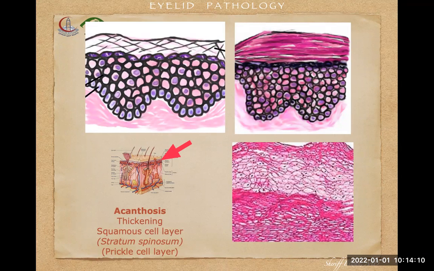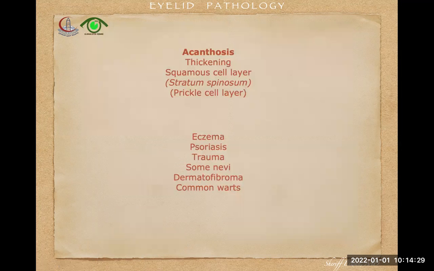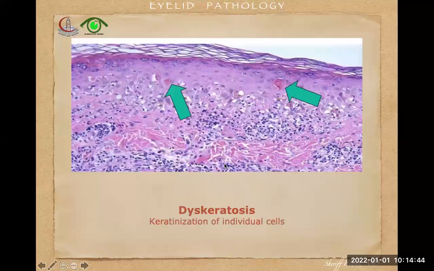Here we have acanthosis, which is thickening of the squamous cell layer. It's thickened. The squamous cell layer, this one here, is thickened. As you can see, thickening of the squamous cell layer, the stratum spinosum. And acanthosis may occur in conditions like forest nevus, sometimes in trauma, psoriasis, in warts, and in dermatofibroma. Forest nevus is the most prominent one.